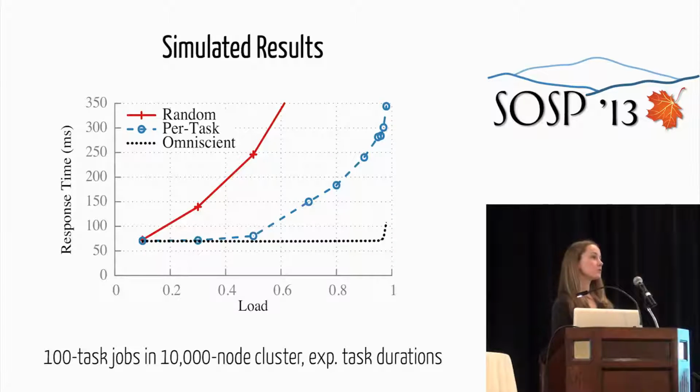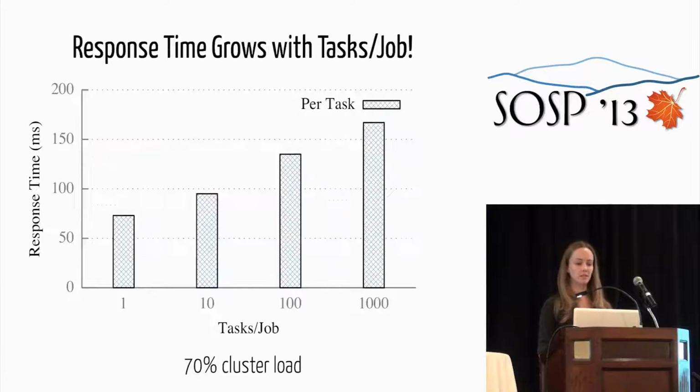Per-task sampling improves performance over random, but nonetheless is quite far from an omniscient scheduler at high load. It turns out the problem is a little bit worse than it looks like from this graph. If you instead look at the response time for jobs as the number of tasks in the job increases, per-task sampling does worse and worse.